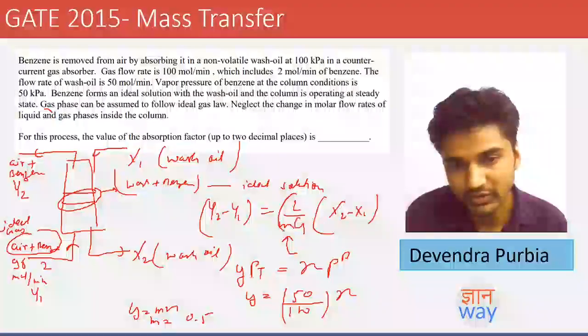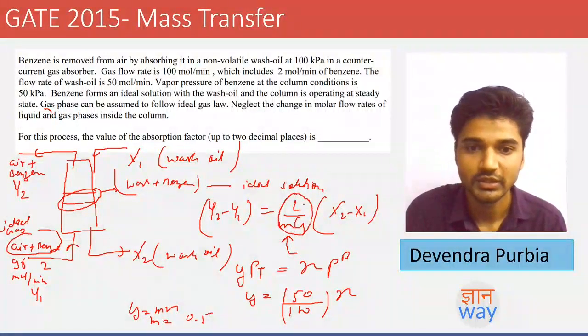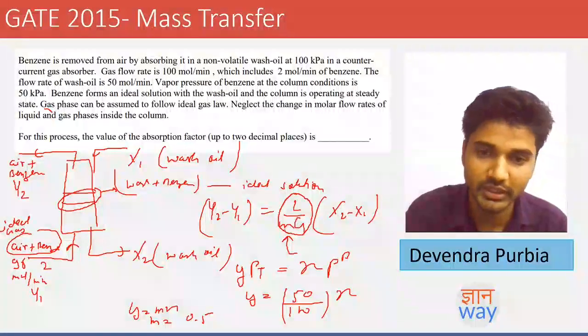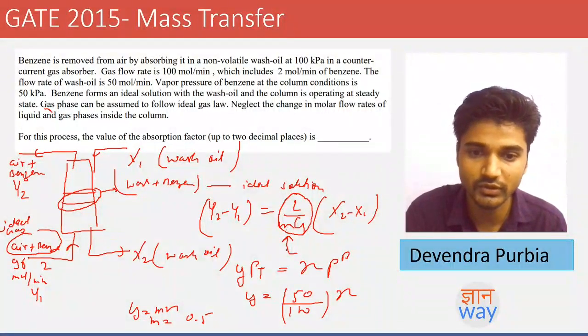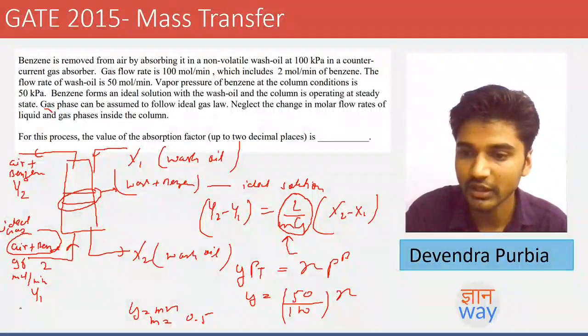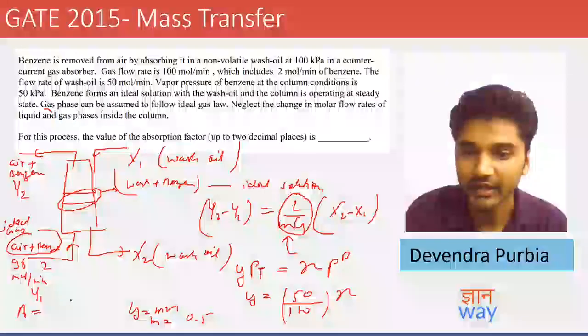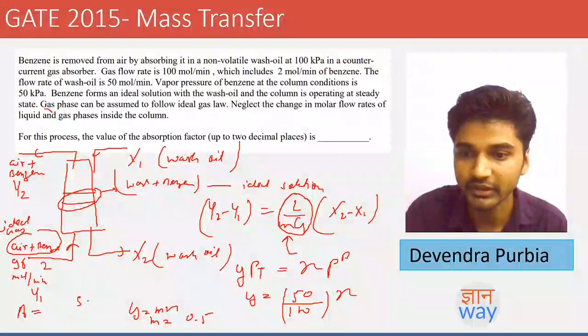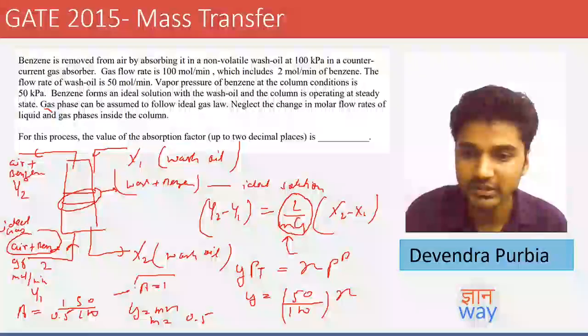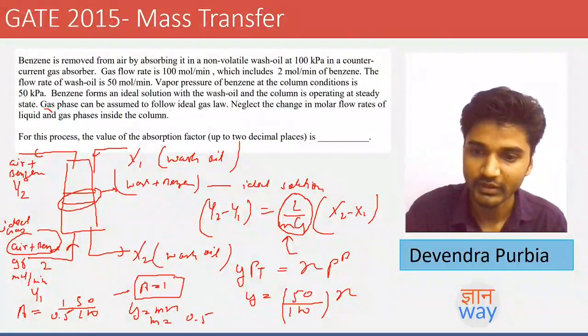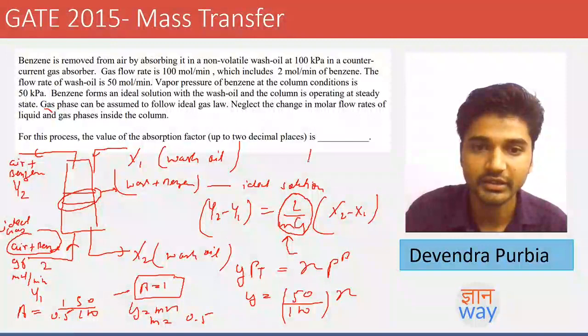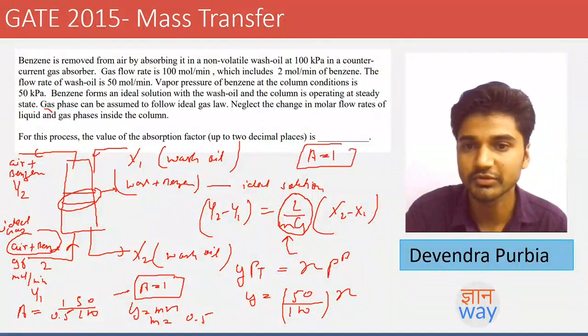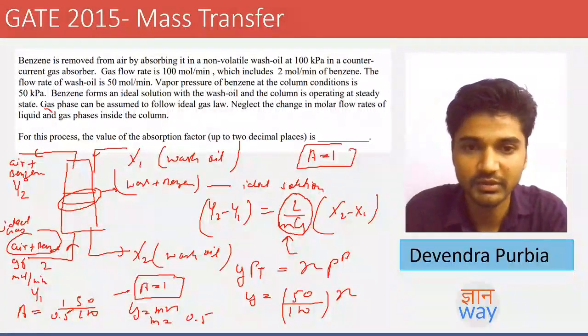This whole term is called the absorption factor, and we know L, we know G, and from the equilibrium data, using Raoult's law, we know M. So we can calculate the absorption factor. A will be L by G. We have already L given as 50, G is given as 100, divided by M. We have already found this 0.5. So from here we will get absorption factor as 1. Solving, the correct answer for this will be 1, as the absorption factor for this process will be 1.